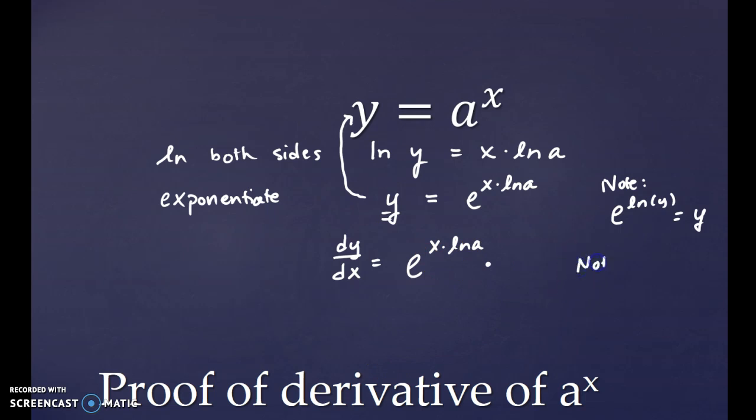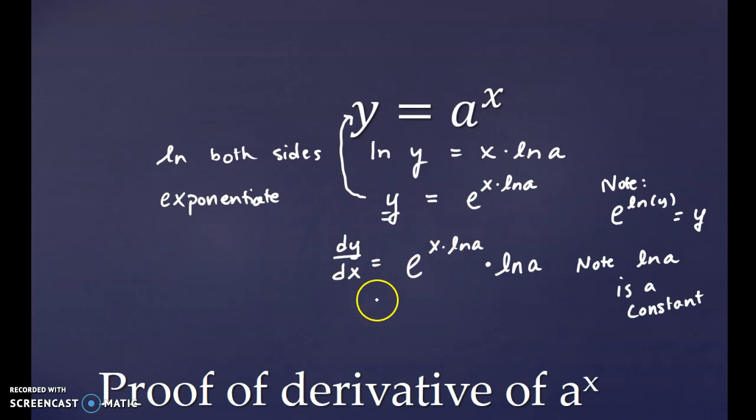And I'm going to put another note over here. Natural log of a is a constant. I don't know what a is, but this is really about trying to figure out the derivative of a number like 2 to the x. So natural log of a is a constant. So when I take the derivative of a constant times x, the derivative is just the constant.